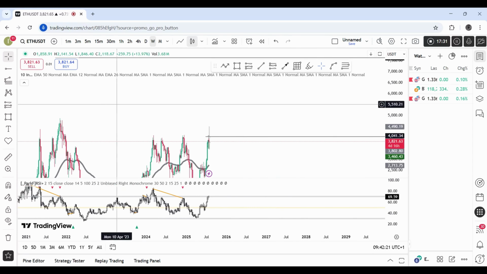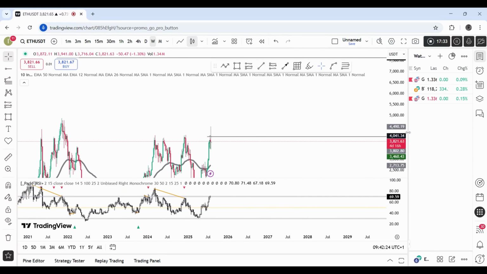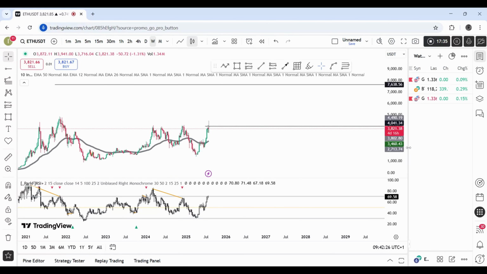So what should we be expecting in coming weeks on Ethereum? We should be expecting a break of market structure to the upside to around the 5k level.